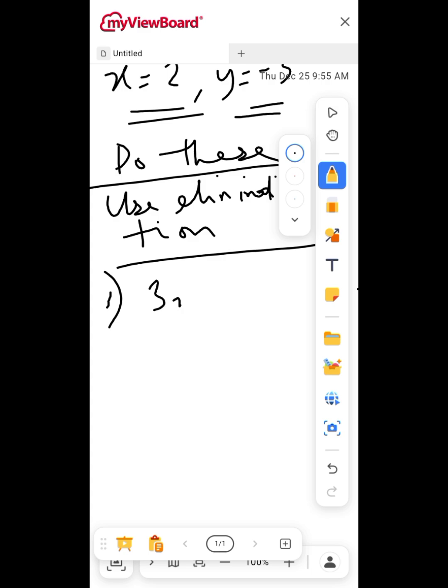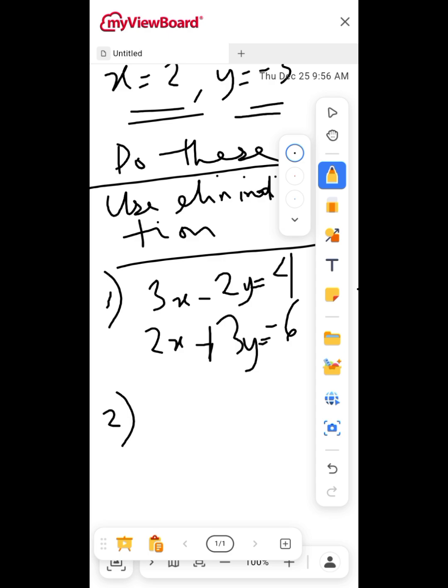So 3x minus 2y equals 4. 2x plus 3y equals minus 6. That's number one. And number two, I have 2r plus 3s equals 29. Then 3r plus 2s equals 16.